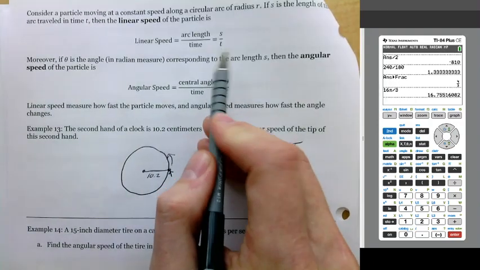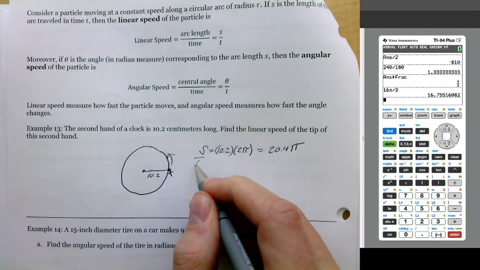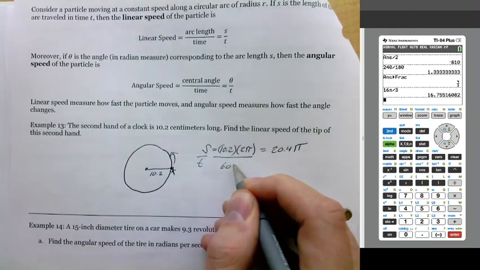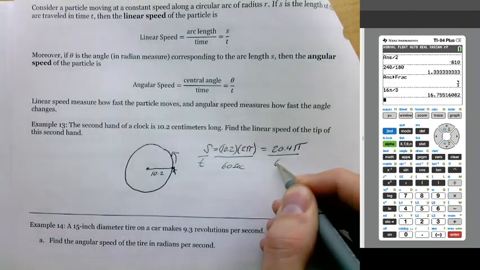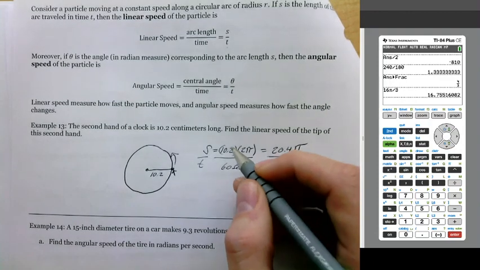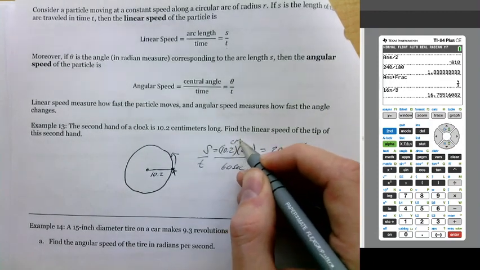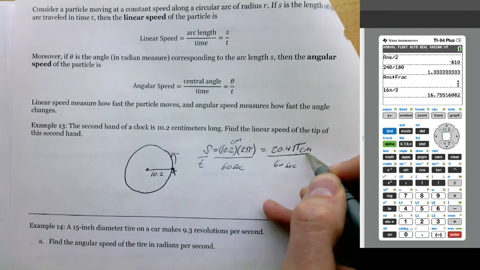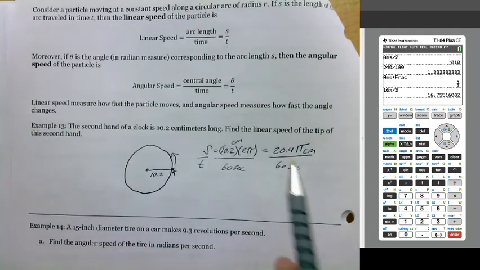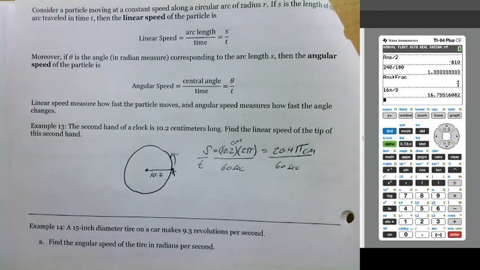So what are we going to do with this s? We're going to divide it by the time it takes. So s over t, in this case, t is 60 seconds. Oh, and by the way, this 10.2 was in centimeters, right? So I'll put that in there. So the linear speed then is going to be whatever 20.4 pi divided by 60 is, and it'll be in centimeters per second.